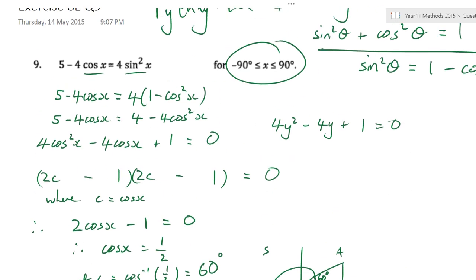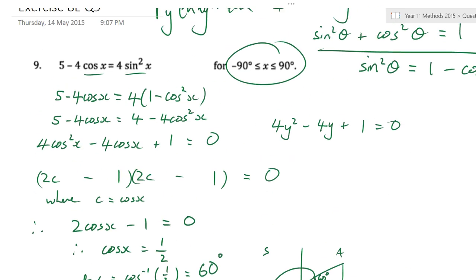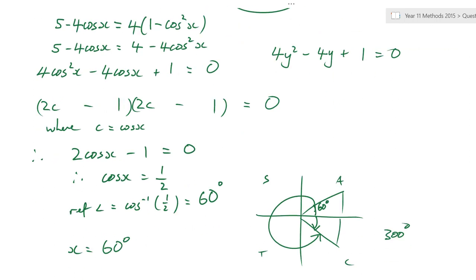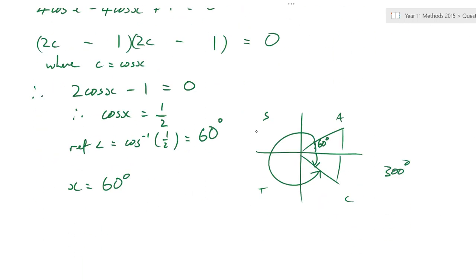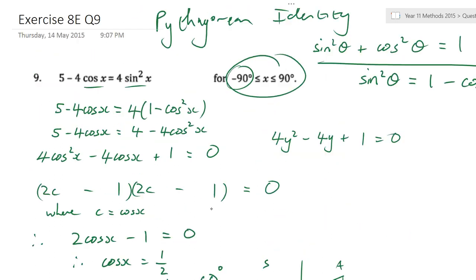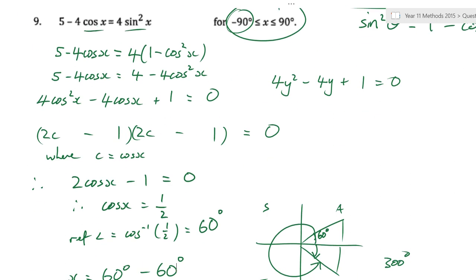But you see 300 degrees is not in my domain. I need to go back here to minus 90, so going the other way round, this would be an angle of minus 60 in there, so minus 60 degrees. And that is it. Too easy.